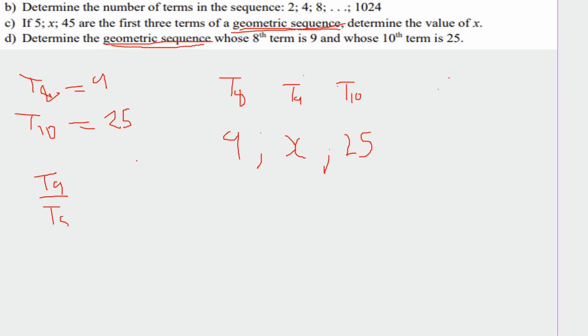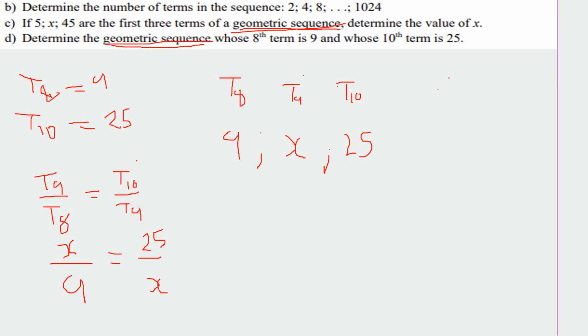Remember, the ratio between consecutive terms must be constant. It will be equal to term number 10 divided by term number 9. We know this statement is correct because we have been given the condition that this sequence is a geometric sequence. Therefore, now we'll substitute the value of term number 9, which is x, and the value of term number 8, which is 9, and the value of term number 10, which is 25, and the value of term number 9, which is x. And therefore, we do the same thing, we cross multiply.